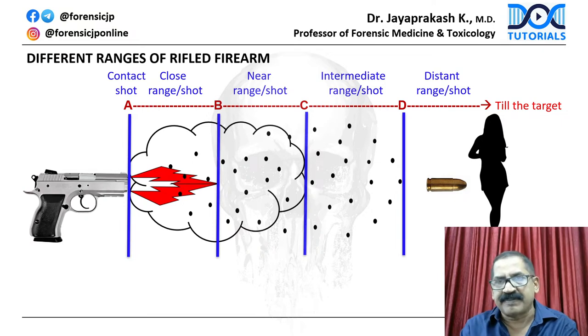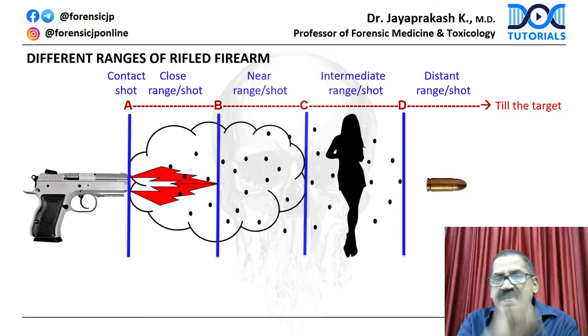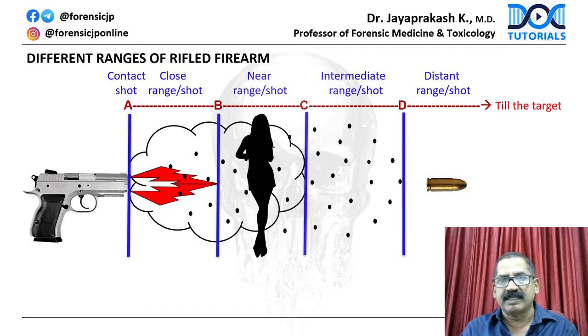At the same time, if the person is in intermediate range, there will be a wound of entry with abrasion and grease collar, but in addition to that, there will be tattooing. Simple. So there may be a question: only tattooing around the wound of entry is seen in intermediate shot. If the target is in the near range or near shot, there will be a wound of entry along with grease collar and abrasion collar, plus there will be tattooing, plus there will be blackening or smudging. Blackening or smudging. Okay.